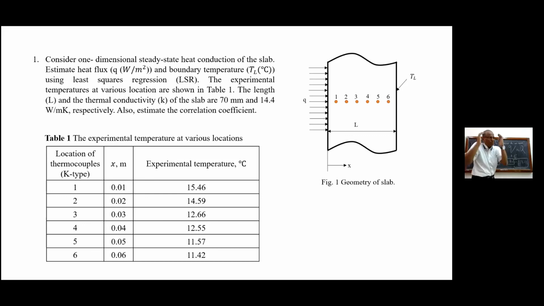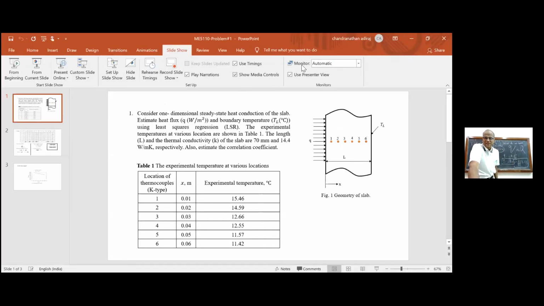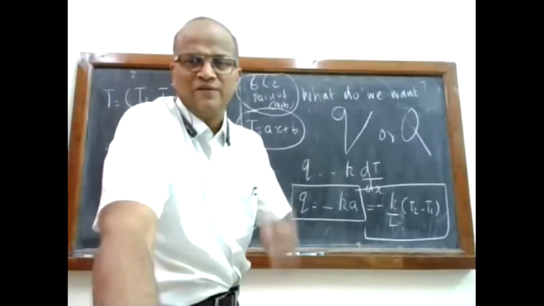Therefore, I need to have a proposal which will go outside the realm of heat transfer. I need to have a proposal to get the best values of A and B. So now, welcome to inverse heat transfer. Yes, we'll do this tomorrow. I hope I've set the stage for this.